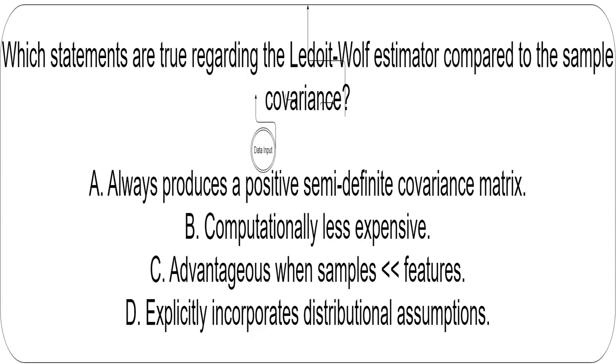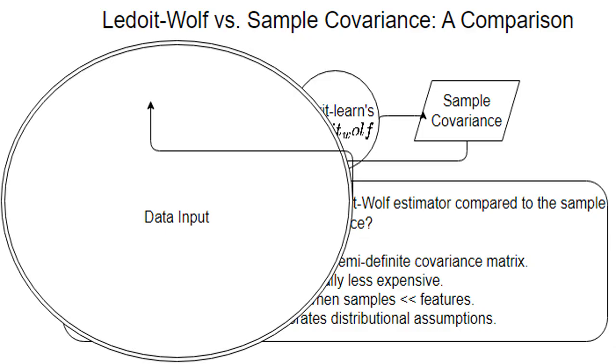This question is about identifying the correct properties of the Ledoit-Wolf estimator. It's a multiple-choice question that challenges my knowledge of this specific estimator's behavior. Let's see if I can ace this. This simply refers to the data that I'm feeding into both the sample covariance calculation and the Ledoit-Wolf estimator. It's my starting point for this comparison.